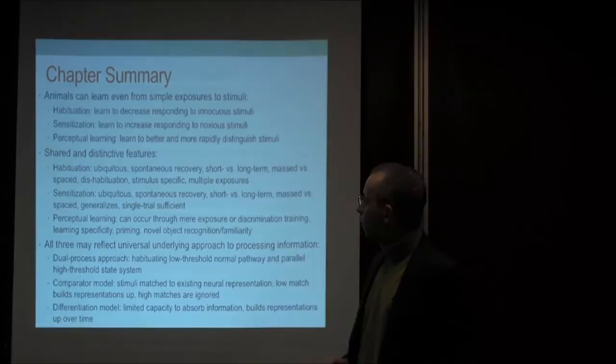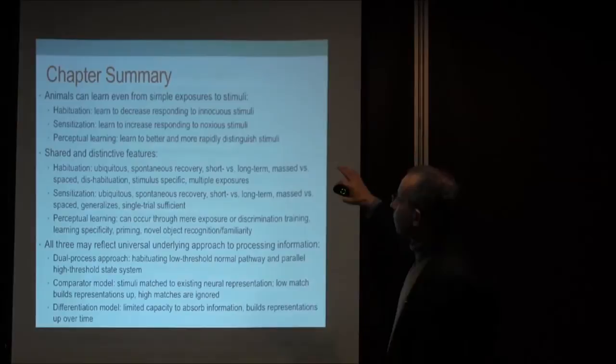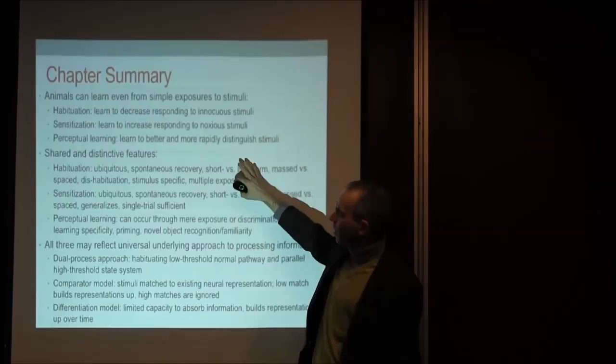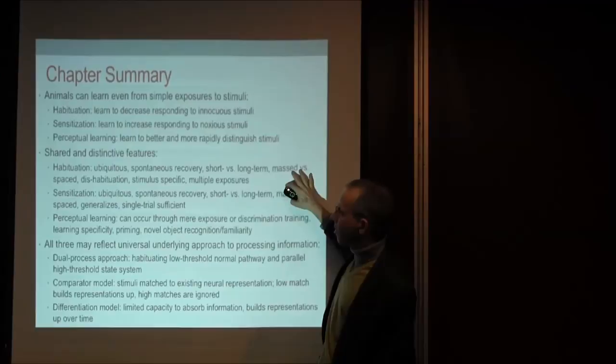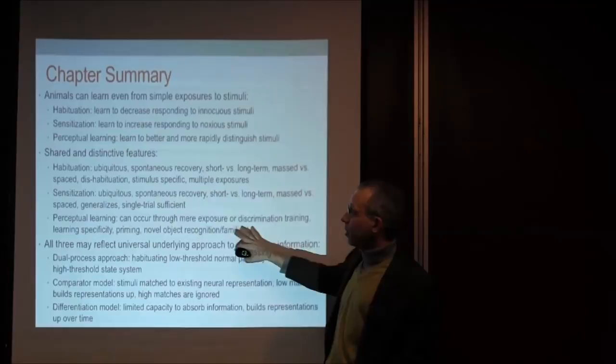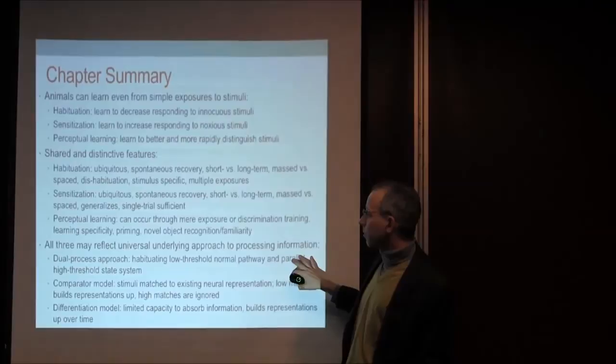So let me just sort of summarize, then we're going to take a break because it's sort of the end of behavioral. So animals learn from simple exposure to stimuli. Habituation is a decrease in responding to innocuous stimuli. Sensitization is increased responding. Perceptual learning is learning to better and more rapidly distinguish stimuli. There are shared and distinctive features of these. Habituation is ubiquitous. It has many different characteristics, which you see in all animals. Many of them are shared with sensitization. Perceptual learning can occur through just mere exposure or through discrimination training, through learning specificity, through priming, through novel object recognition. All three may reflect some underlying approaches to processing information.